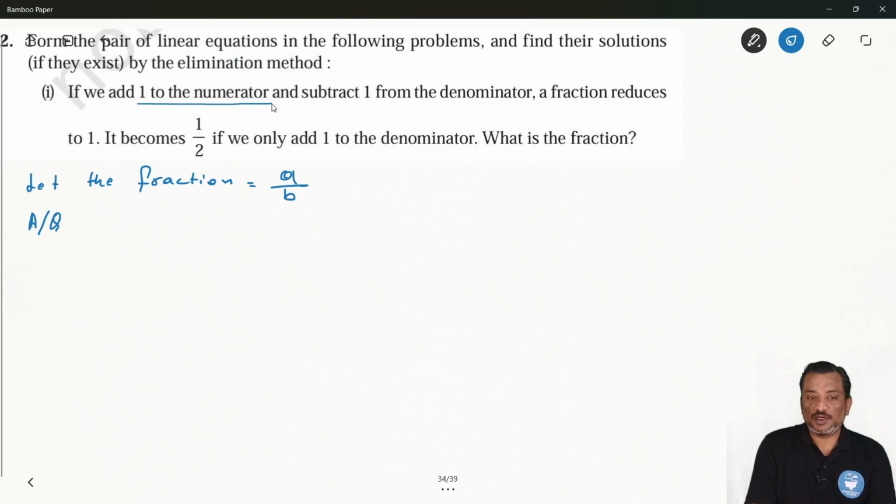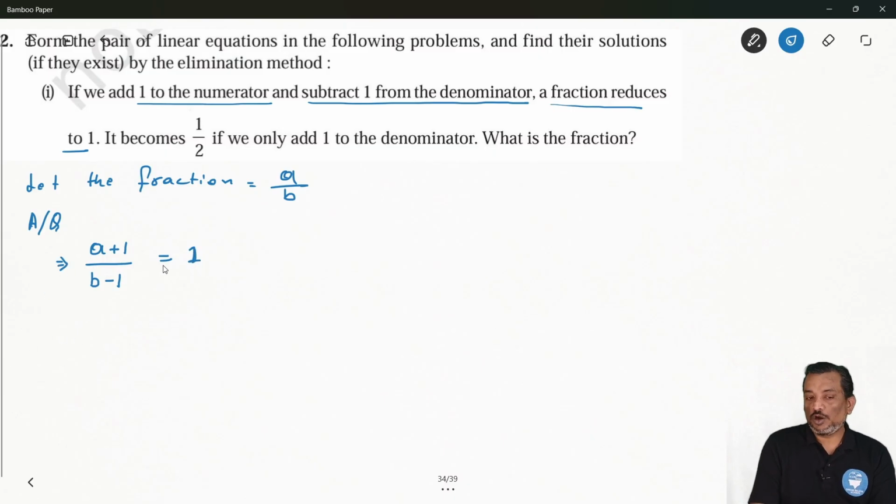1 is added to the numerator. So we will say 1 is added to the numerator, so a plus 1, and subtract 1 from the denominator, so we will say b minus 1, and a fraction reduced to the 1. So we will say it is equal to 1. ठीक है, ये हमारा एक इक्वेशन आ गया. तो सबसे पहले हम इस इक्वेशन को सॉल्व कर लेते हैं.